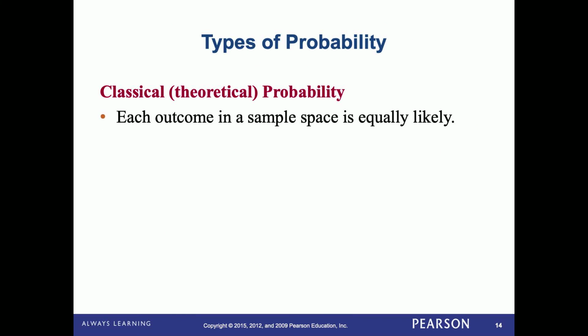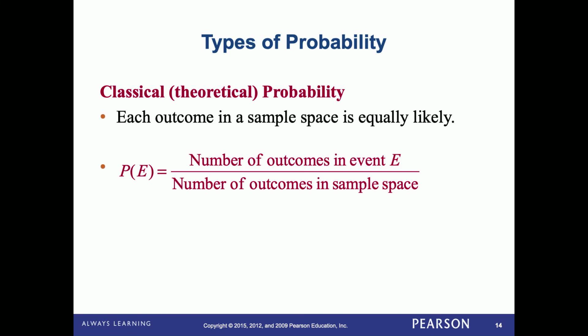Classical probability. This is an important definition. This is the theoretical. This is done in a lab away from real life. Each outcome in a sample space is equally likely. It's the probability of E, which is the event E, the number of outcomes in event E, divided by the sample space. This is theoretical.